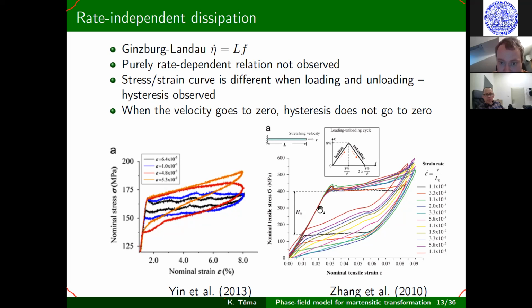So this area corresponds to the dissipated energy. Here, this simulation was done for very, very low speeds, and you can see that still the area of the hysteresis is greater than zero.